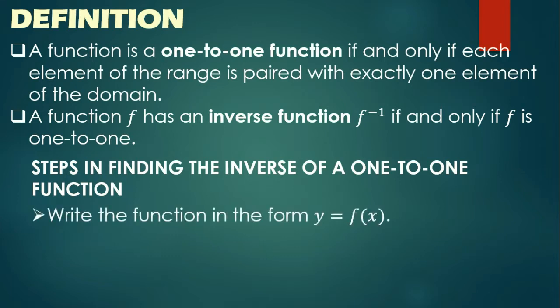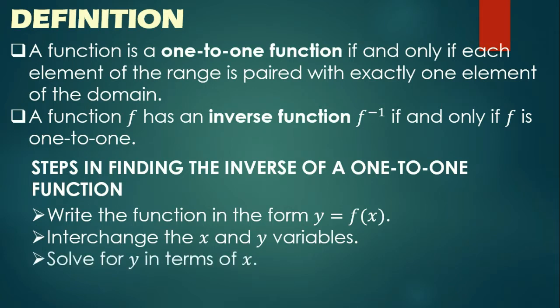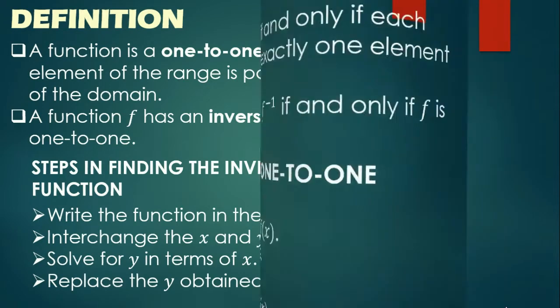First, we write the function in the form y is equal to f of x. So, in short, aalisin ito, we remove f of x and we replace it using y. Second, we interchange the x and y variables. Si x gagawing y at si y gagawing x. Third, we solve for y in terms of x. And we replace the y obtained using this symbol, f negative 1 of x.